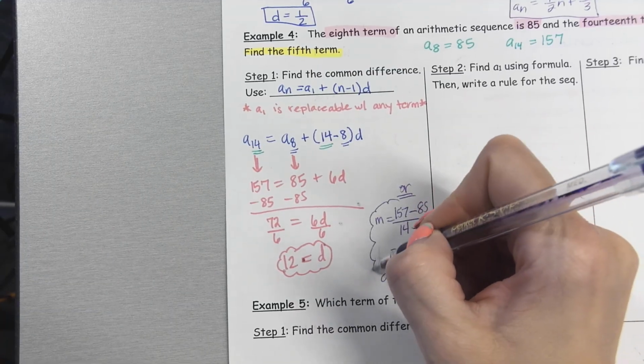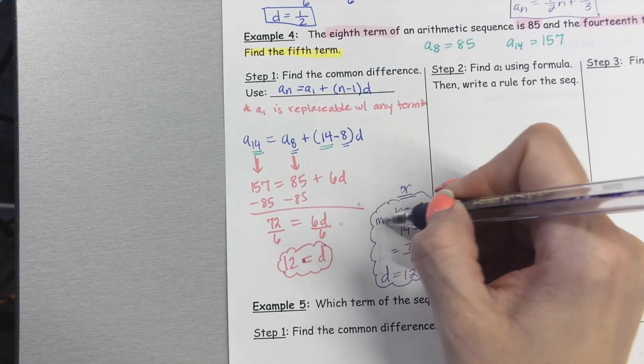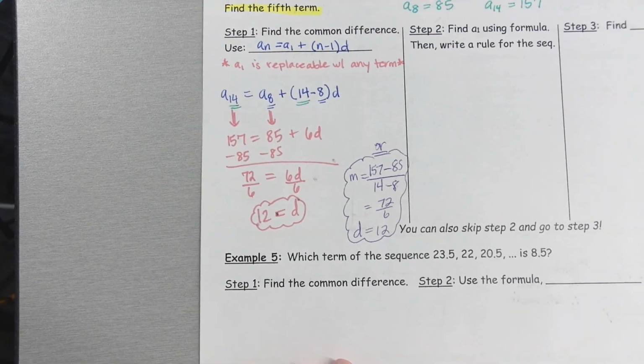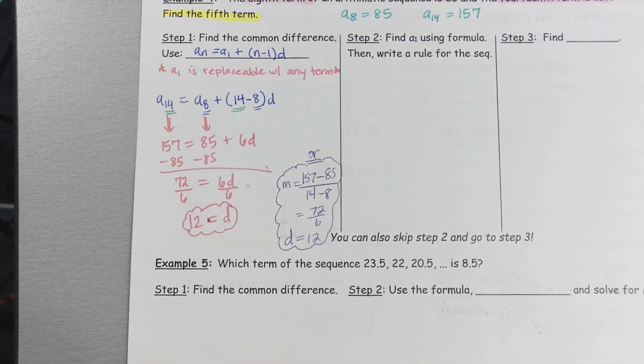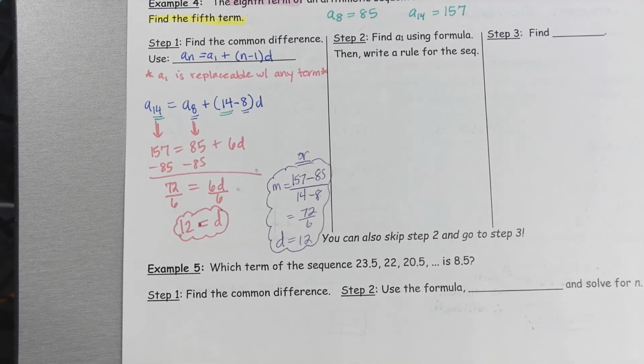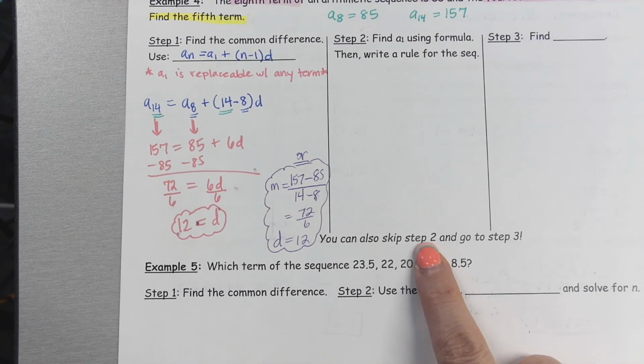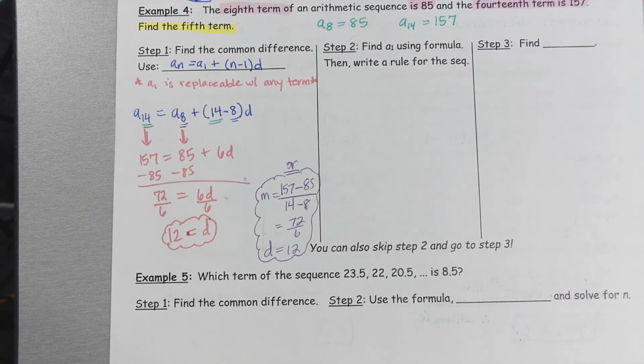So you can use that slope equation. Okay, so whichever one you want to use is fine. I don't care which one you use as long as you show me what you're doing. Okay? Alright, and then you can skip step 2 and go to step 3.